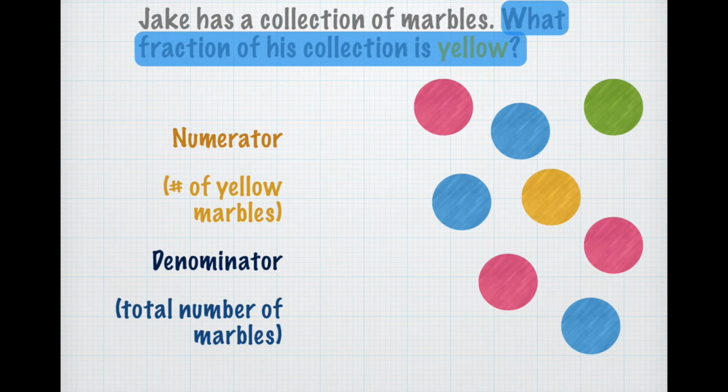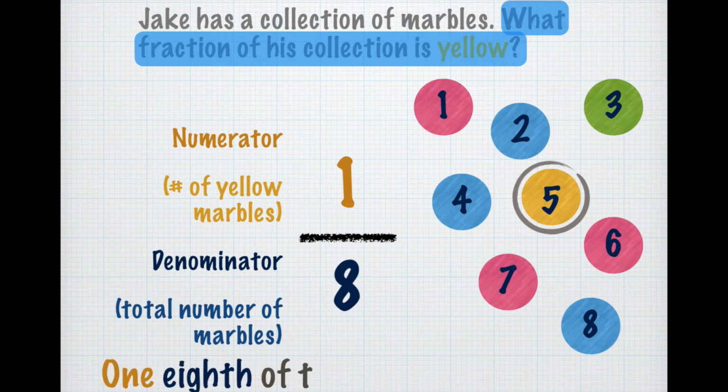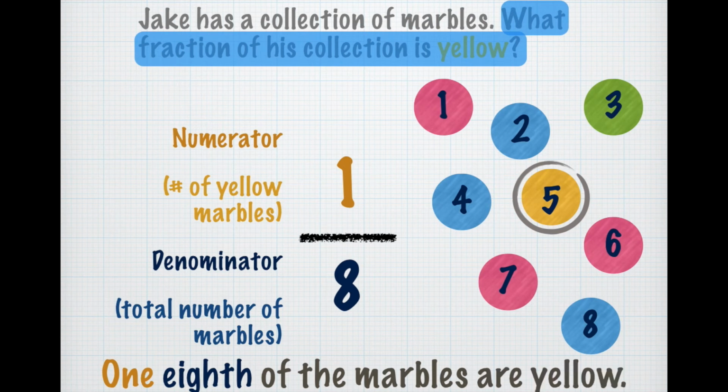So if I look at my picture, I see 1 yellow marble. So my numerator is 1. My denominator is the total number of marbles. So if I count them, I see 1, 2, 3, 4, 5, 6, 7, 8. Since there's 8 marbles, the denominator is 8. 1 out of the 8 marbles are yellow. Or 1/8 of the marbles are yellow.